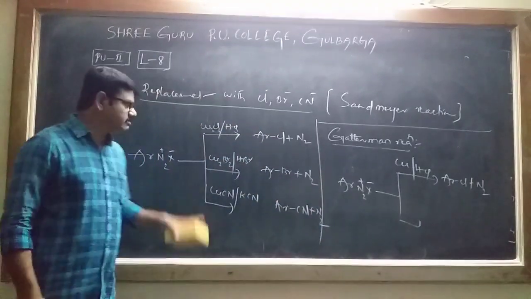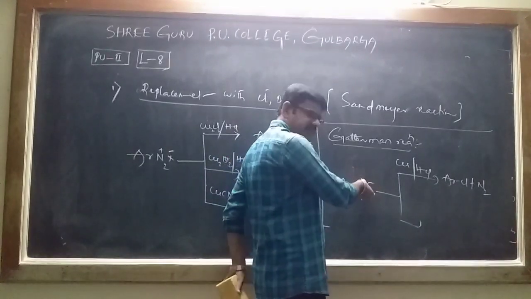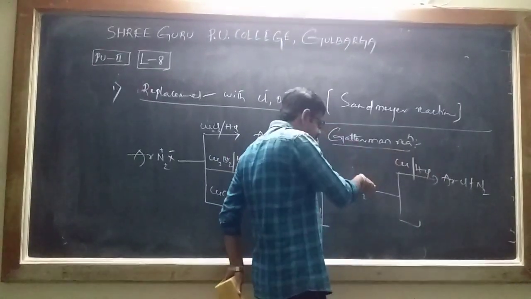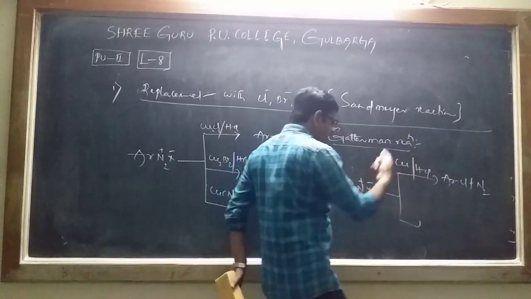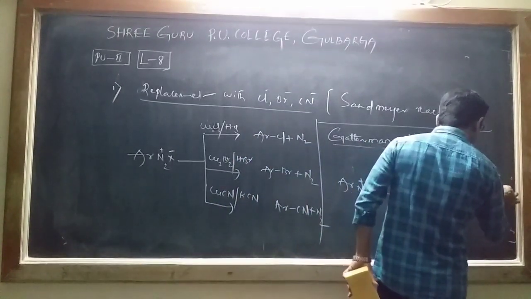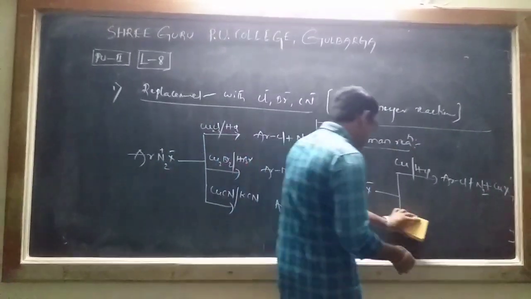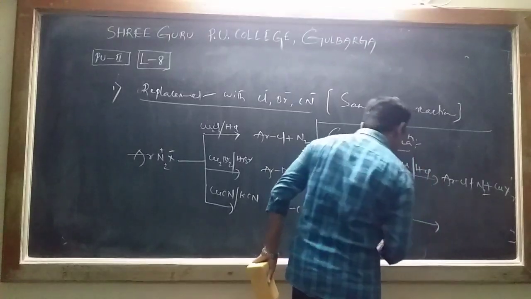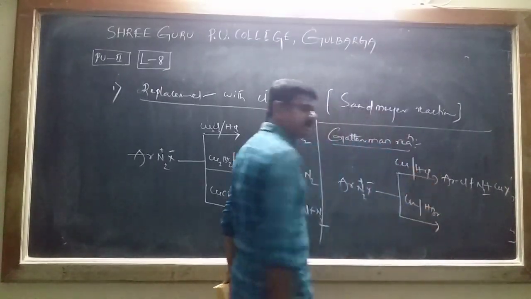Nitrogen gas escaping from diazonium salt. Right, come here. Here also, after elimination, after displacement of Cl, nitrogen is escaping, and along with that CuX is obtained as a byproduct. Next, the same diazonium salt is reacting with HBr in the presence of again copper metal.